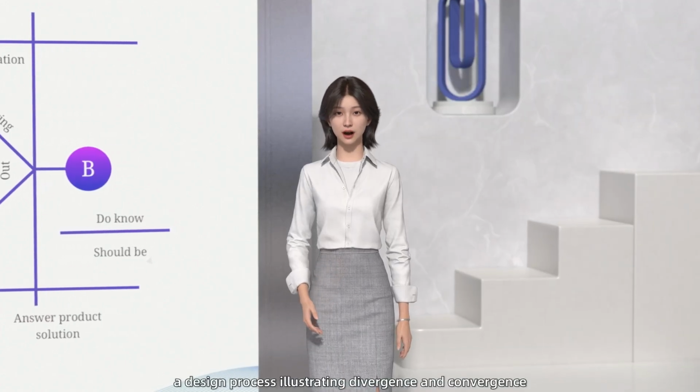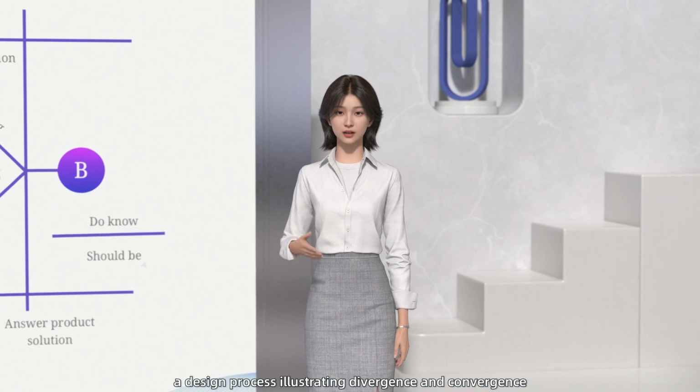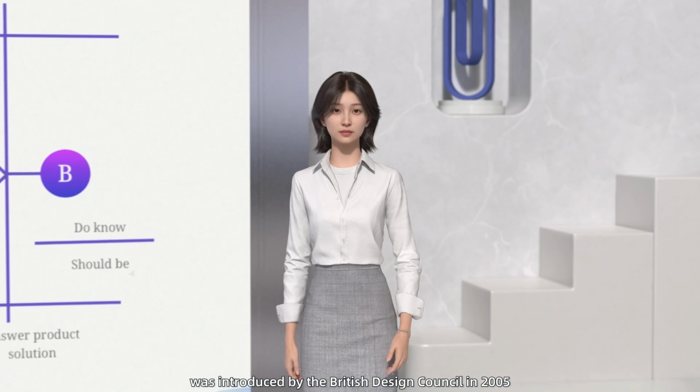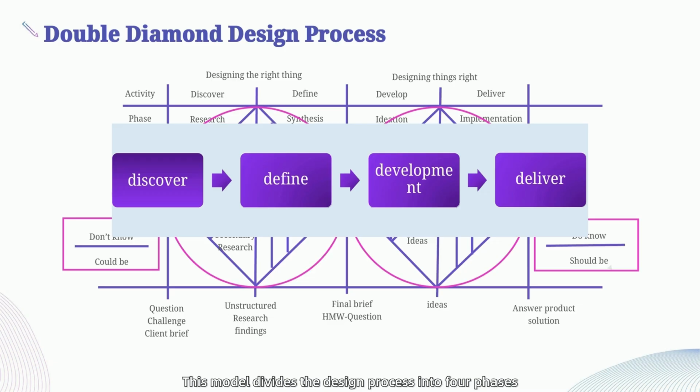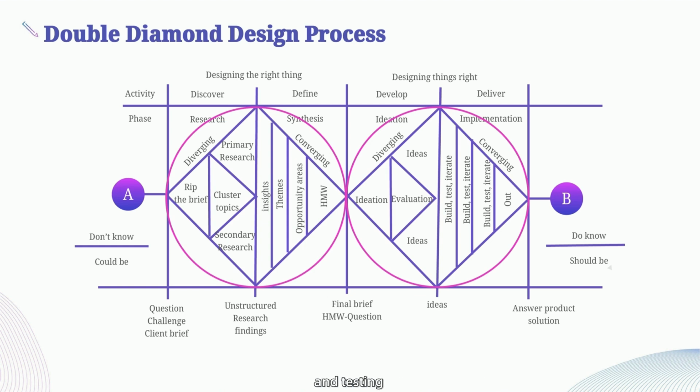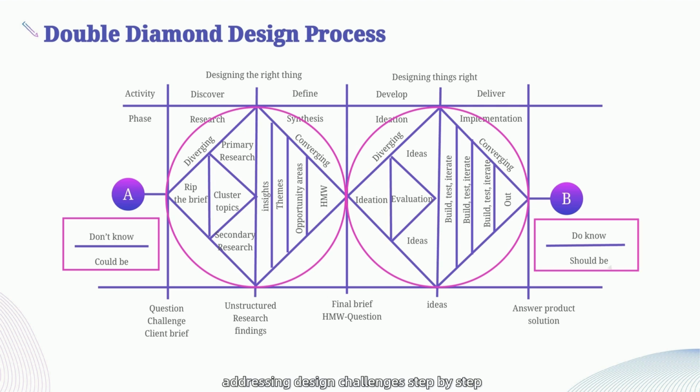The double diamond model, a design process illustrating divergence and convergence, was introduced by the British Design Council in 2005. This model divides the design process into 4 phases: discover, define, develop, and deliver. The first diamond phase is about identifying and defining the real problem by understanding the real needs of users. The second diamond is about creatively ideating, designing, and testing, leading to the visualization of the creative output. The process transitions from unknown possibilities to known certainties, addressing design challenges step by step.